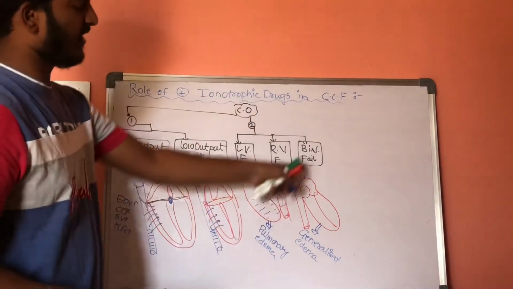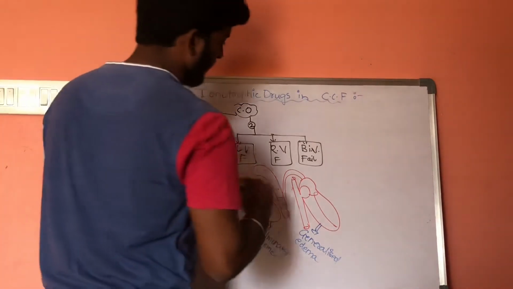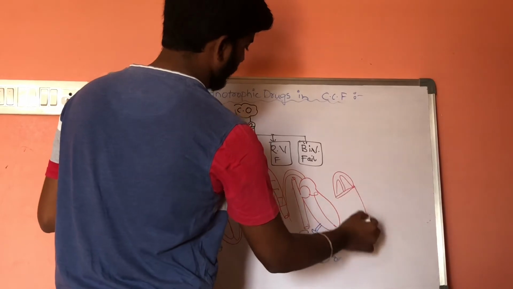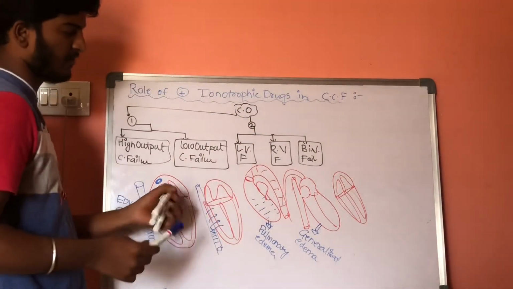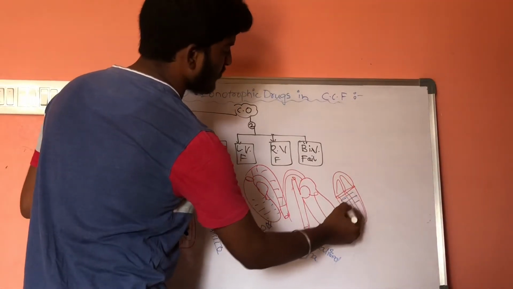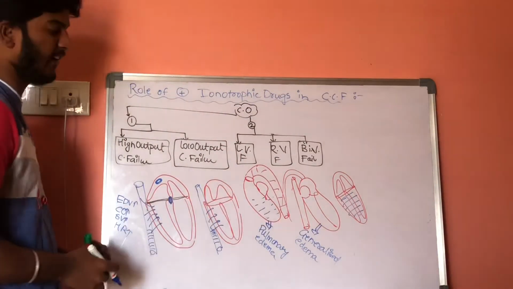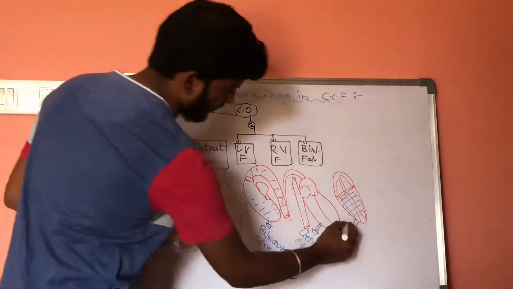This is the second condition, and the third condition is biventricular failure. Here this is the heart. Now there will be failing of these two ventricles, that is, left ventricle will fail and right ventricle will fail. In this condition, it results in a condition called cardiac failure.